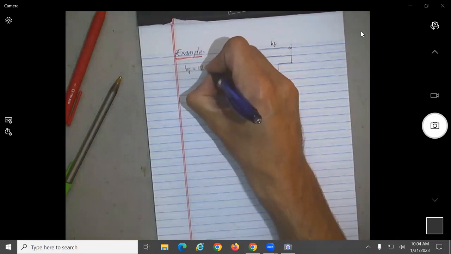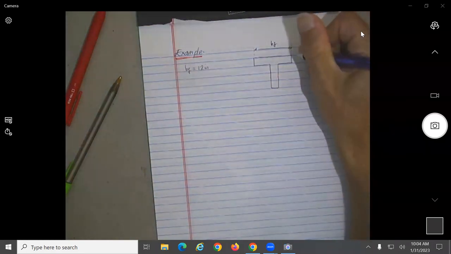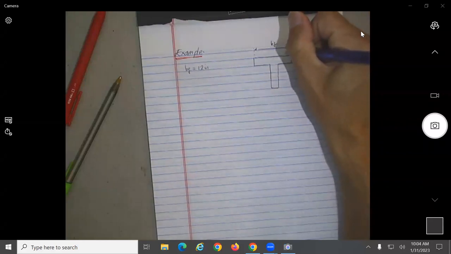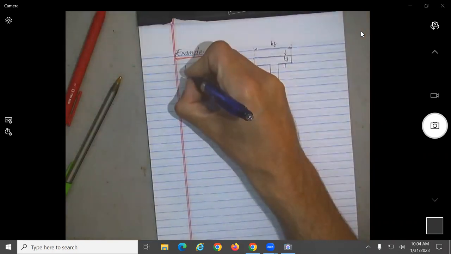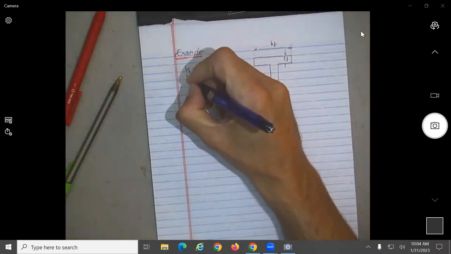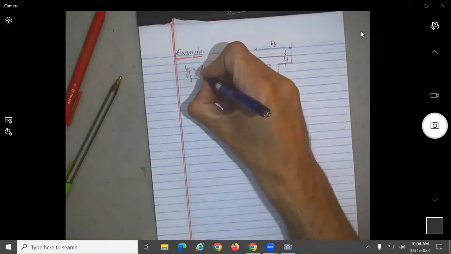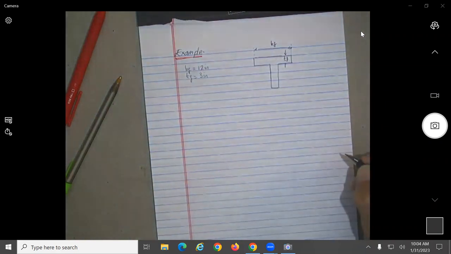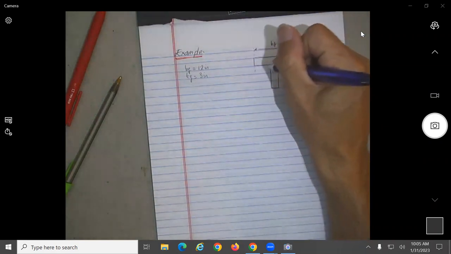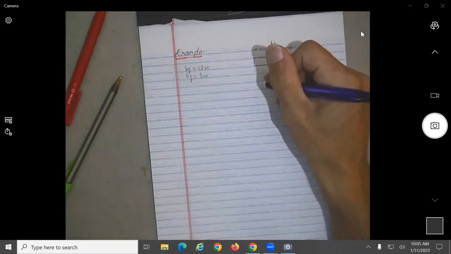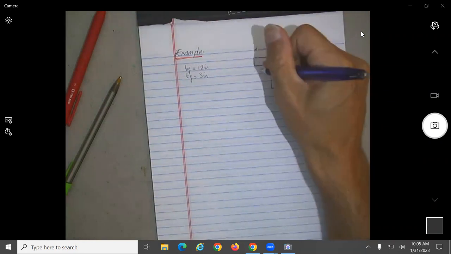So this will be 12 inches. This T flange is 3 inches. Actually, it should be symmetric. I'm the one who did a very bad job. That distance. So let's see that distance.